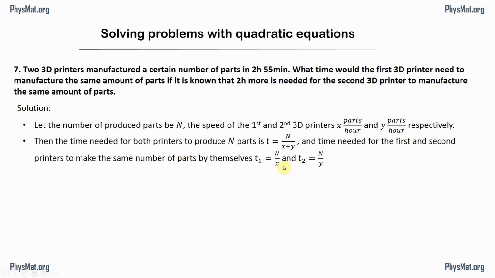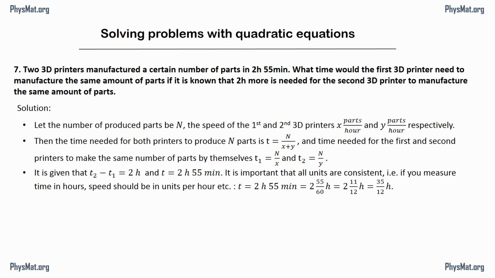Then the time which will be needed for both printers to produce this number of parts will be equal to n divided by x plus y, and the time needed for the first or second printer to make the same number of parts by themselves will be n divided by x and n divided by y. So we know that the time needed for the second printer to manufacture this number of parts is 2 hours more than the time needed for the first printer, or in other words, t2 minus t1 is equal to 2 hours.